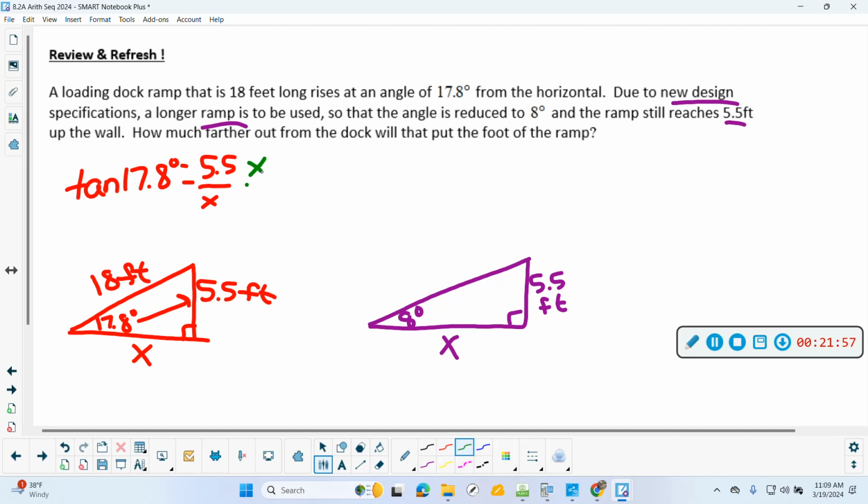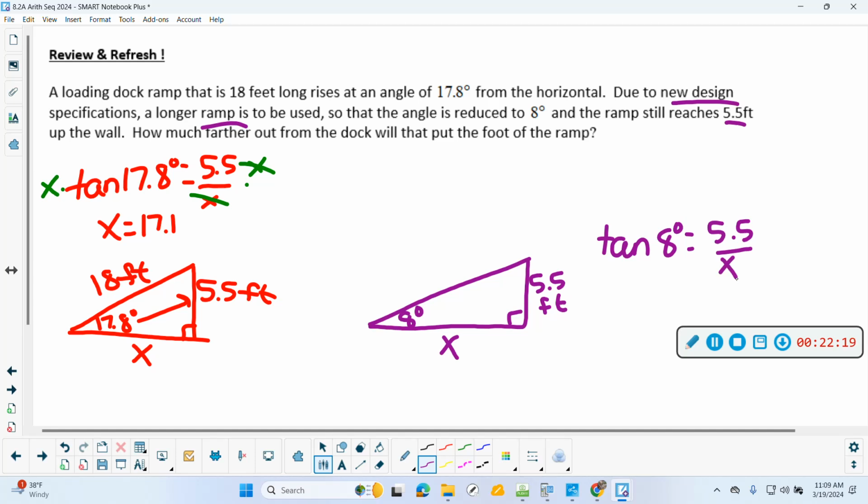I multiplied by x to clear out the fraction. I know you can punch this in. I divided by tan of that. Make sure your mode's in degrees, of course. And I got 17.14 feet. Now, I did the same thing here. I did tangent, but I switched it to 8 degrees.